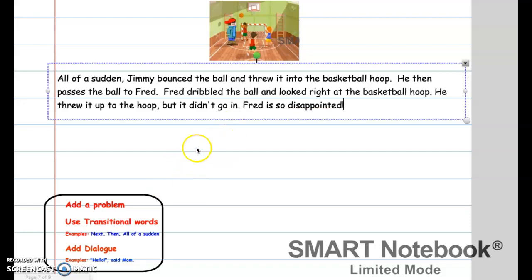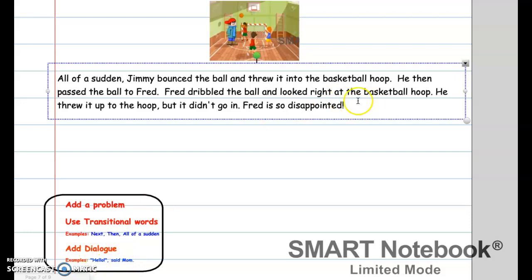Let's see if I included everything. All of a sudden, okay, so that's my transitional word. I got that. All of a sudden, Jimmy bounced the ball and threw it into the basketball hoop. So his friend did it. This is Jimmy. He threw it in the hoop, okay? He then passes, I'm going to say passed. I think I want to make it sound past tense. He then passed the ball to Fred. Fred dribbled the ball and looked right at the basketball hoop. He threw it up to the hoop, but it didn't go in. Fred is so disappointed.